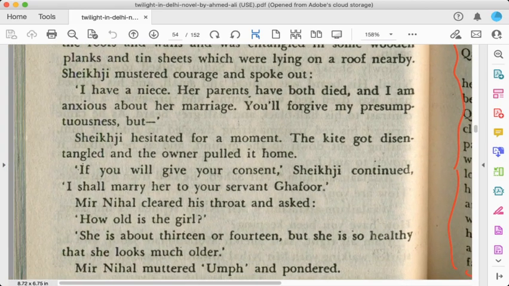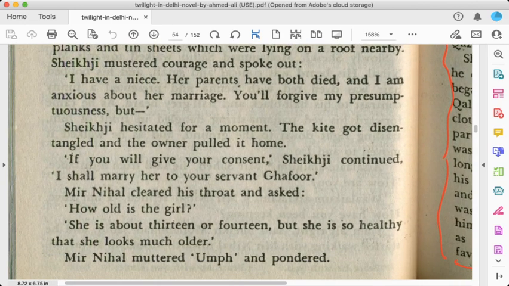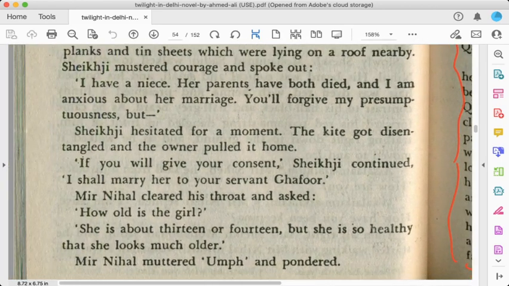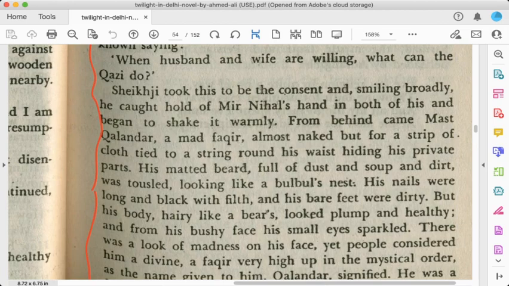For example, one friend of Mir Nihal, who is Sheikh, as the name mentioned in the last page, wants one of his nieces, who possibly got orphaned because of the death of her parents, and who is now young, to be married to someone. And Ghafoor, the servant of Mir Nihal, is thought to be an eligible bachelor. That's why the proposal is offered to Mir Nihal.